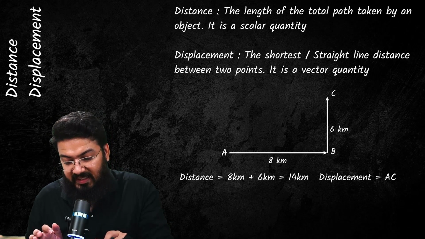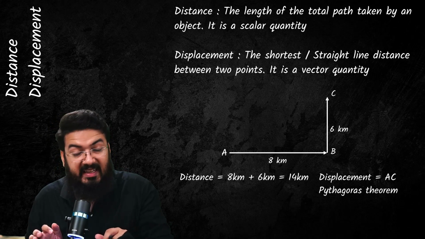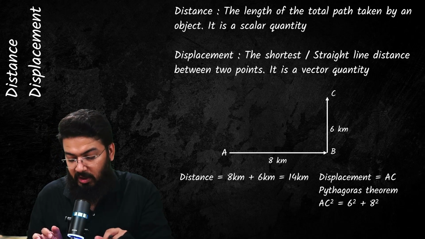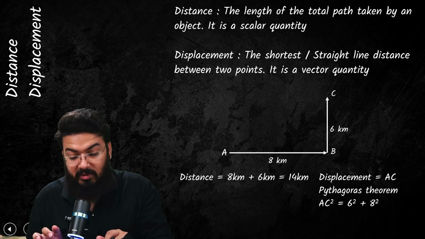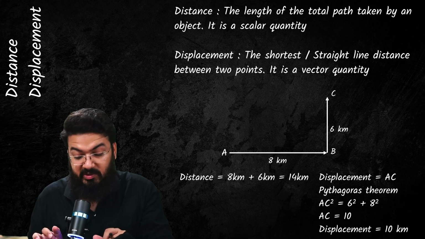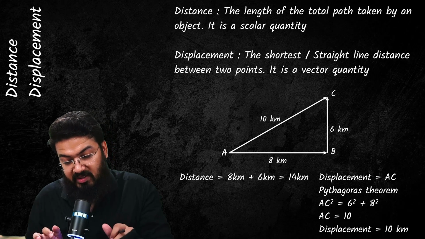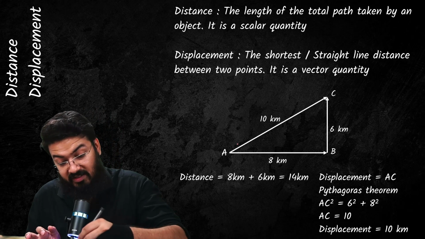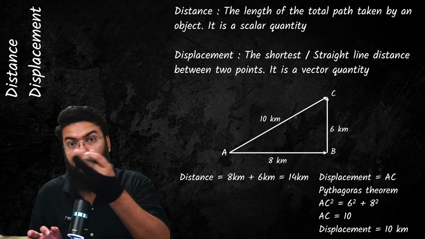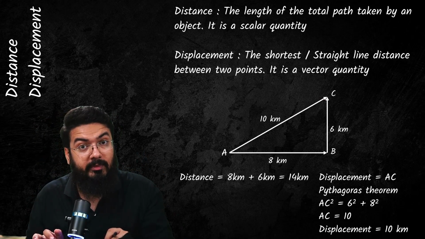But on the other hand, displacement, that's going to be AC. Now you can figure that out using the Pythagoras theorem, which is hypotenuse squared is equal to a squared plus b squared. So in this case, this right here is going to be 10. So the displacement is 10 kilometers. So this length right here, the displacement, the straight line distance between A and C, the starting point and the ending point, is going to be 10 kilometers.